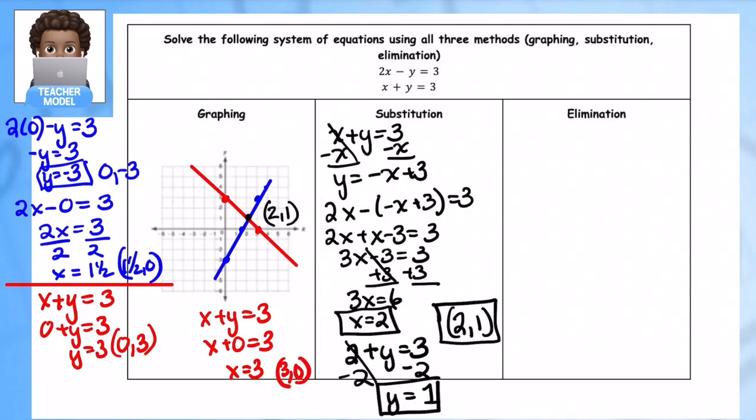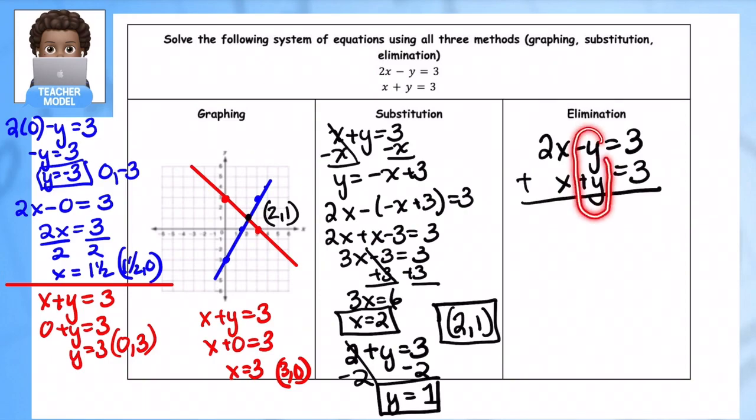So what I'm looking for here is a term that will create a 0 pair when added. And luckily for us, right over here, we have a 0 pair. Now, if there was any other number in front, I could just figure out what would I multiply by to get a 0 pair. But here, I don't even have to do that. They cancel out. And I have 3x is equal to 6. X is equal to 2.